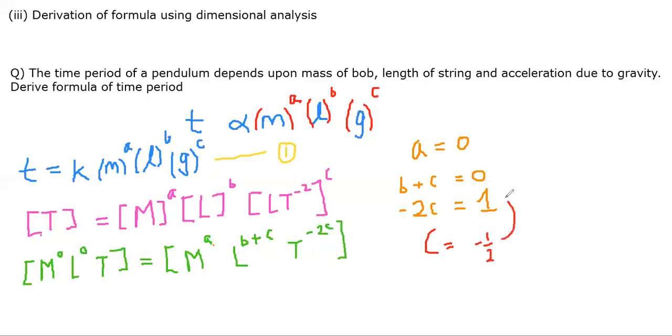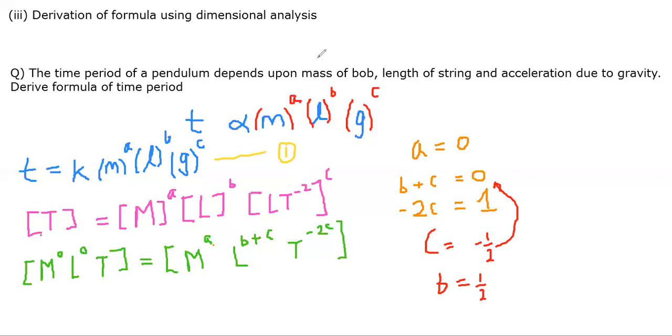Now if you put the value of minus half in this equation, what do you get? b plus c equal to 0. b minus half equal to 0. So b is equal to plus half. So now you have all the values. You have a, you have b, you have c. The main aim is to find the values of a, b, and c. Now you just have to put these values in the first equation, and you will get your formula.